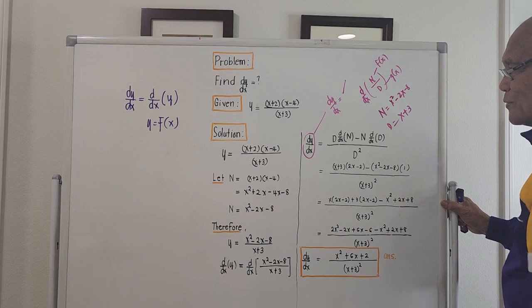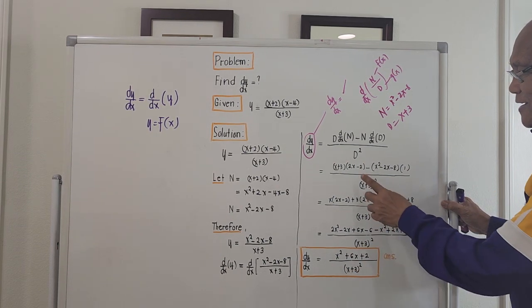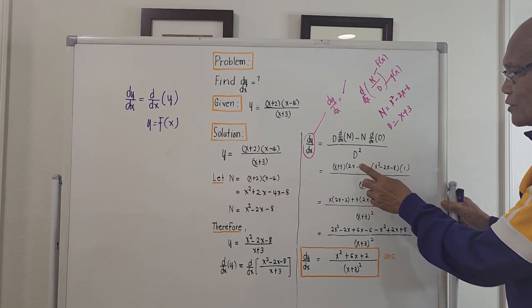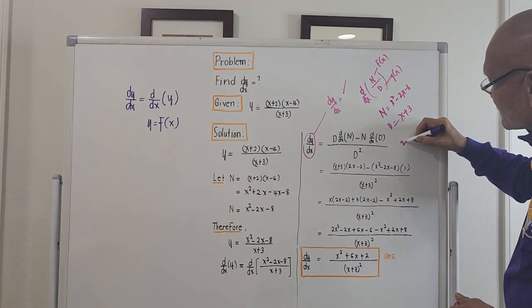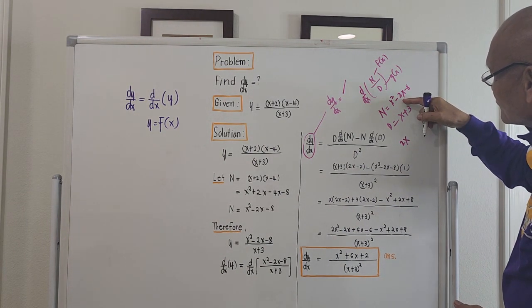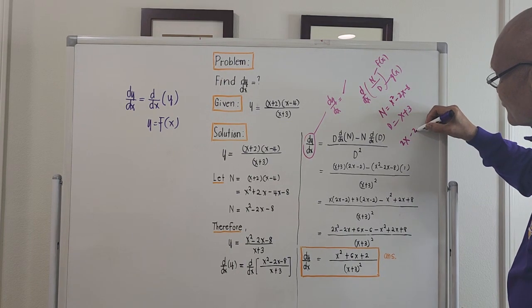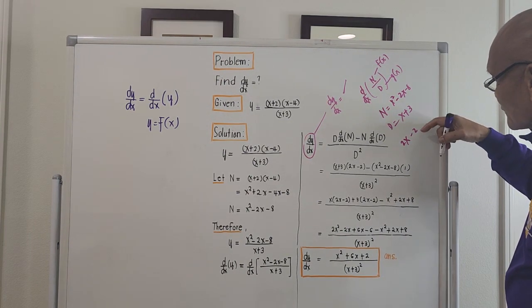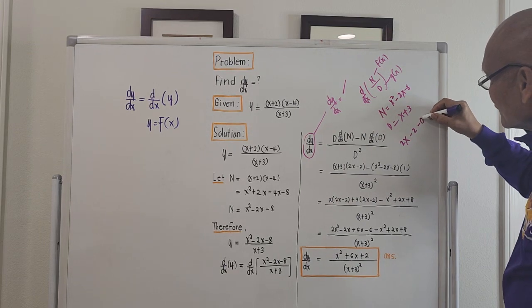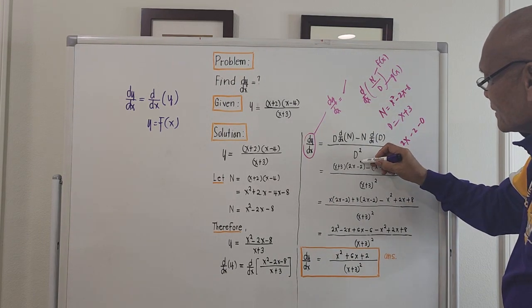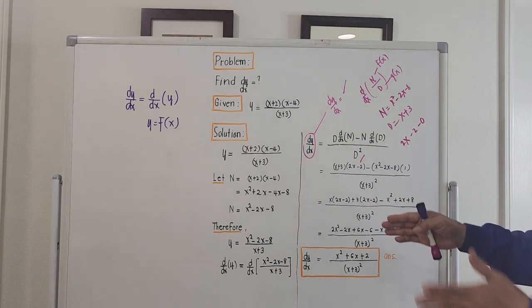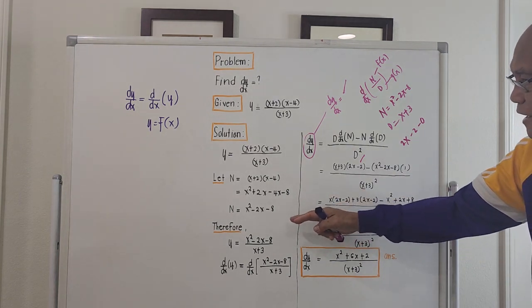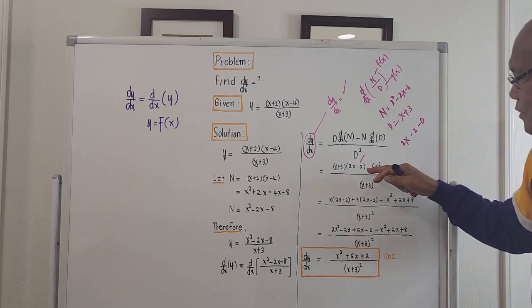So if we follow this, what will come out is the denominator, x plus 3, times the derivative of the numerator. It will be 2x minus 2. The derivative of x squared is 2x. The derivative of negative 2x is negative 2 times 1, or simply minus 2, minus 0, or simply 2x minus 2.